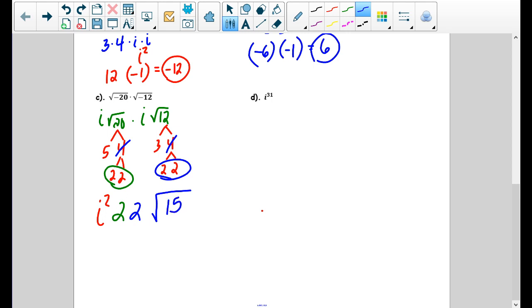Now what do we say i squared was equal to? -1. So this is like saying -1 here, right? So I have 2 times -1, which gives me what? Yeah, -4 square root 15, and we're done.